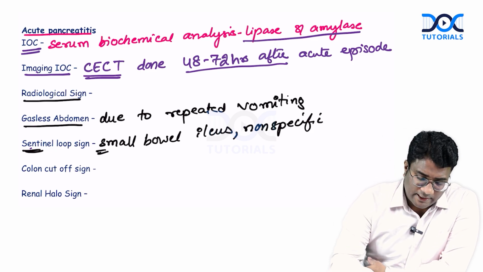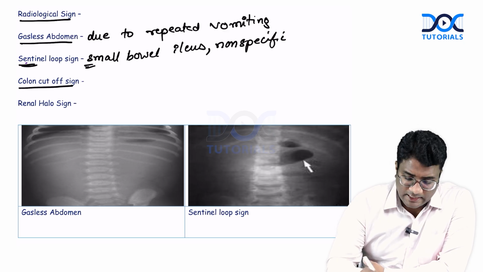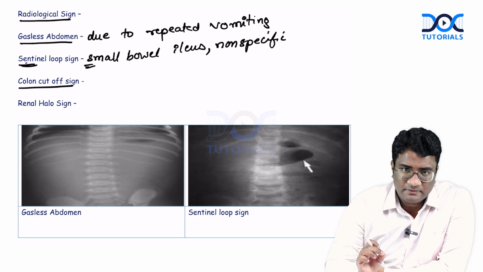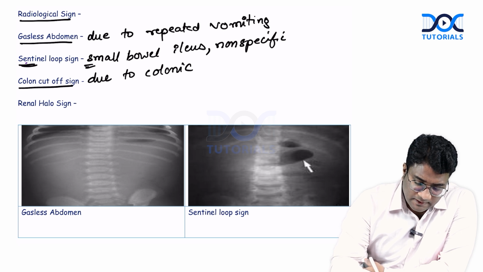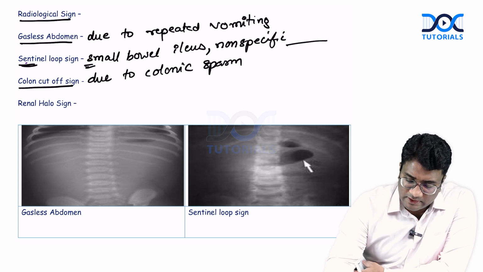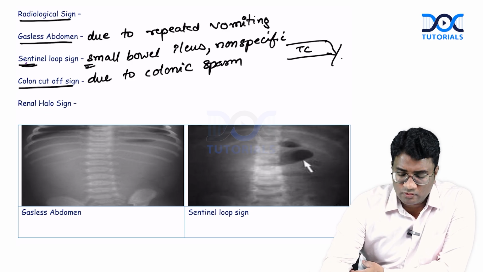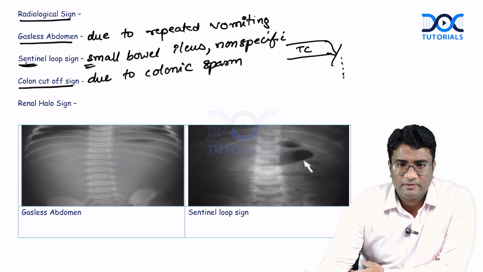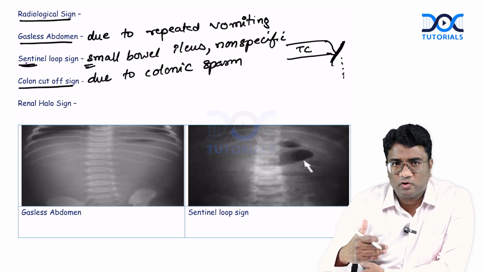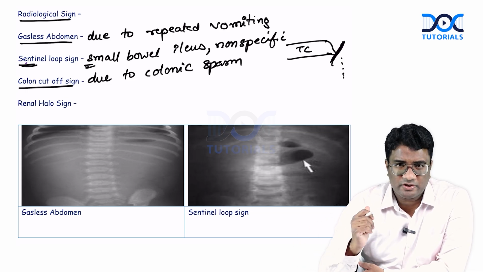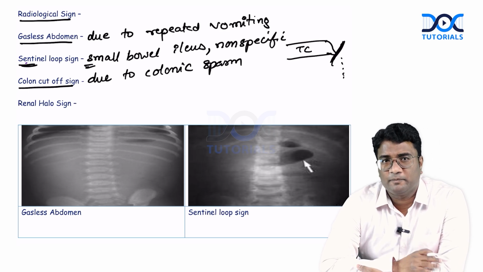And in acute pancreatitis, you will also see the colon cutoff sign. The transverse colon will go into spasm and will be distended, but because of the spasm, not much gas enters into the descending colon. This is called colon cutoff, where the colon is cut off. Because of the colonic spasm adjacent to the area of inflammation, you get this colon cutoff sign, which is also an important radiographic finding of acute pancreatitis.